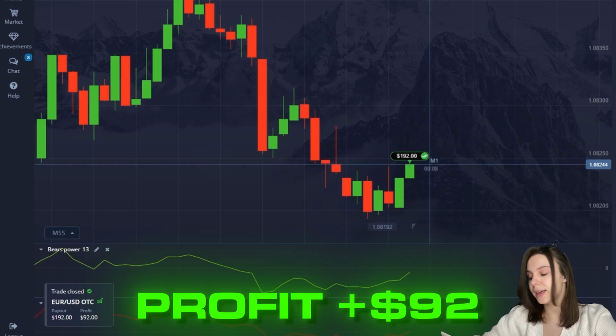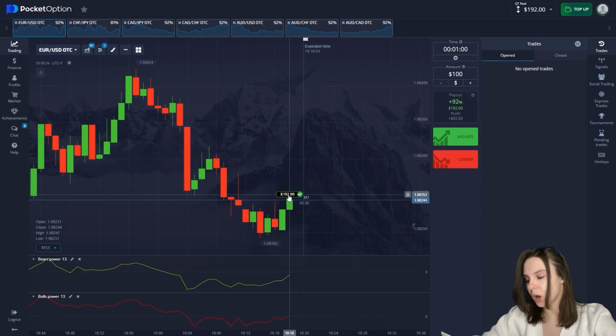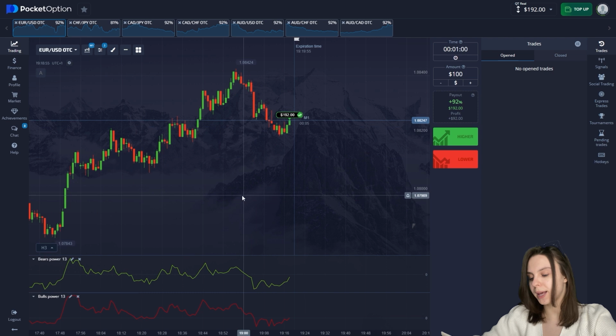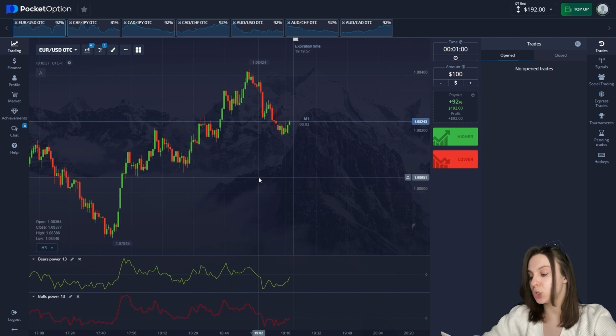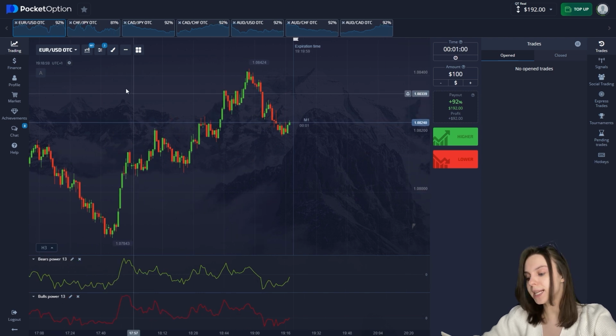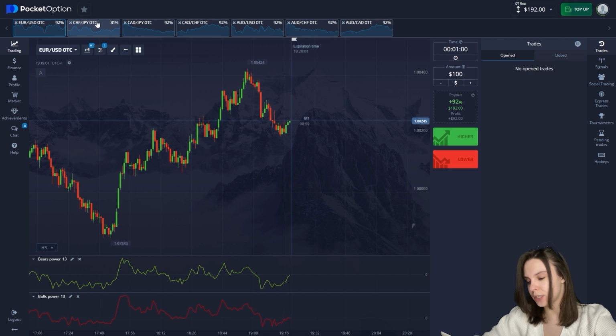It's excellent, and this trade is closed for a plus. We see the total profit of our balance is $192. Great. Let's immediately move on to the next currency pair.